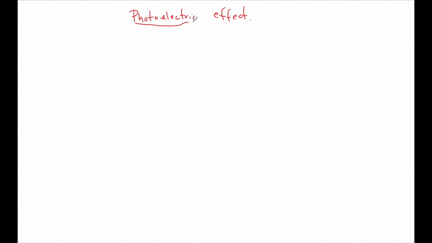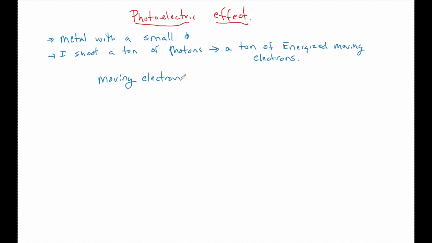So I'm going to talk about the photoelectric effect and the experiment, and there are some very key takeaways that you need to get from this information. Essentially, what the photoelectric effect talks about is we have a metal with a very, very small work function or ionization energy. If I shoot a ton of photons at it, I'm going to get out a ton of electrons moving. And guys, what do moving electrons create? Well, moving electrons create current. So now I can shoot light at a metal and create a current. I can take photon energy and convert it to electrical energy.